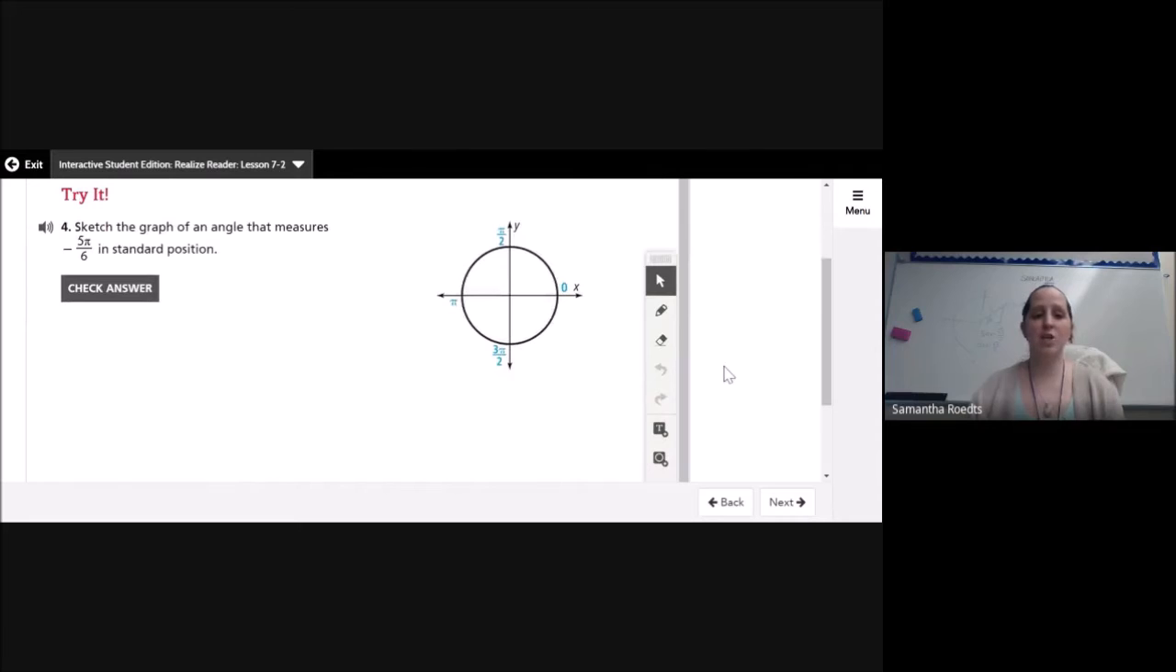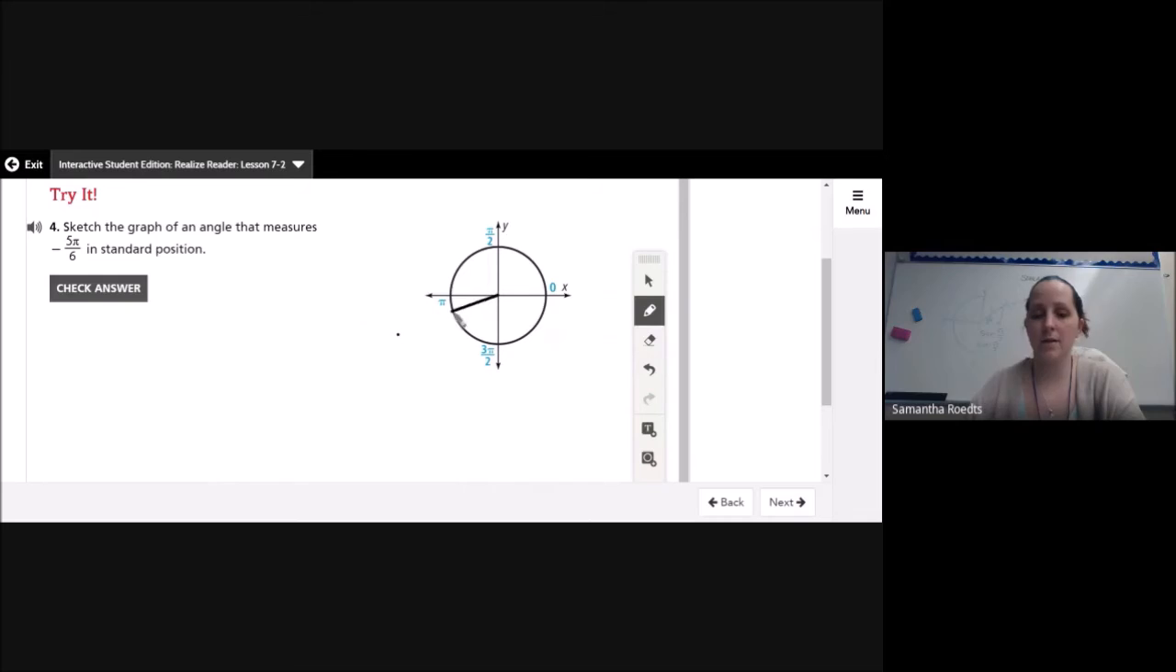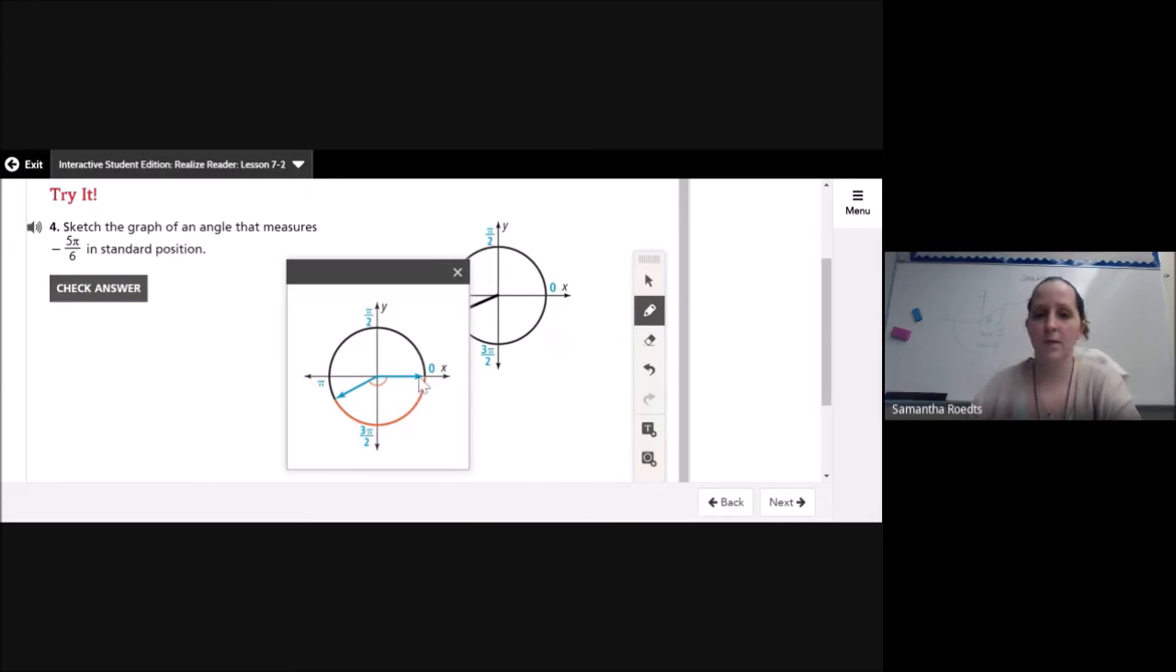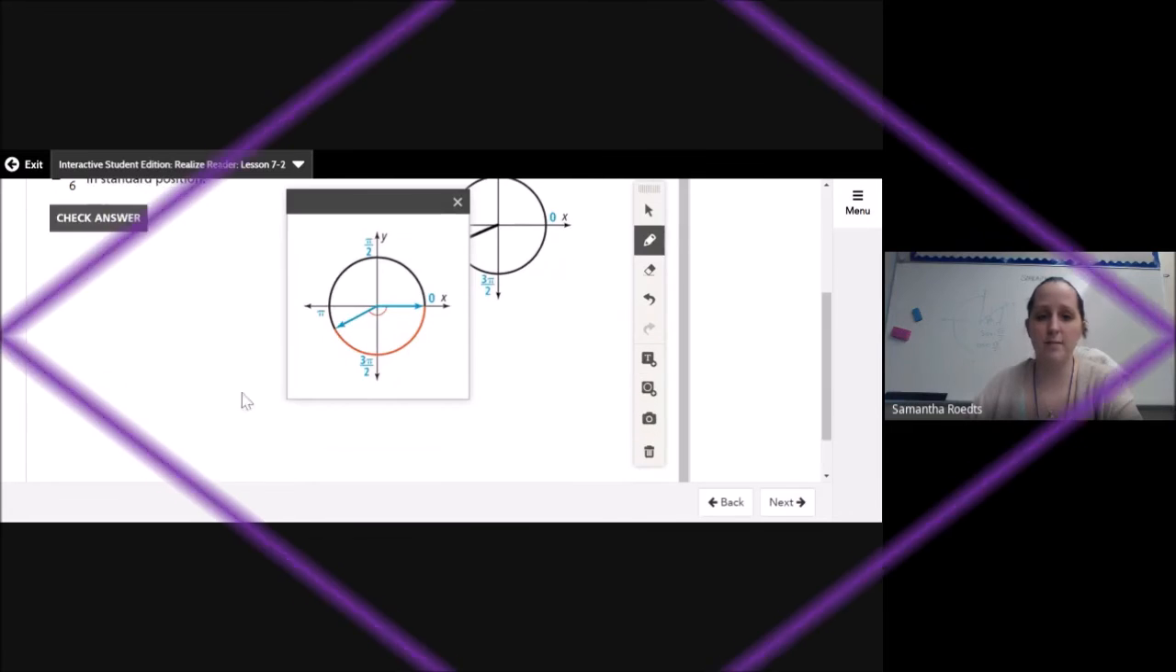All right, let's try it. Sketch the graph of an angle that measures negative 5 pi over 6 in standard position. So we know that 5 pi over 6 is going to be less than pi, right? Because 6 pi over 6 would give me 1 pi. So if I'm going negative, I start at 0 and I'm going this way. Negative 5 pi over 6 is going to be somewhere over here. So negative 5 pi over 6.